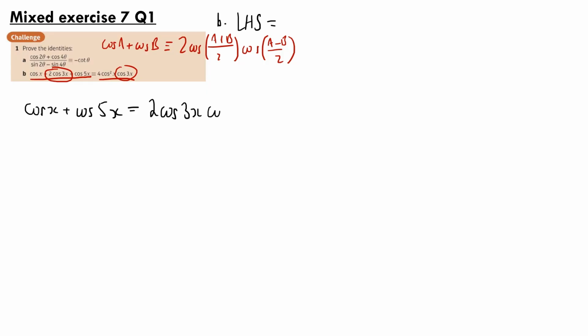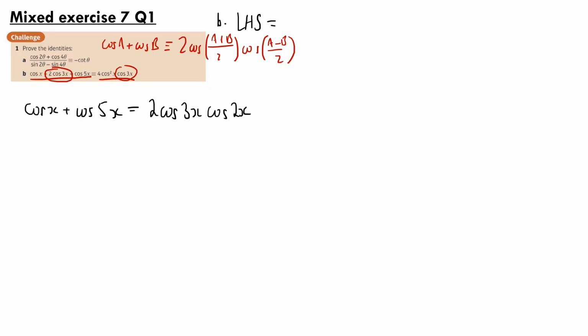Now, it doesn't really matter the order of A and B, because we can swap them around, because it's just adding cos of x and cos of 5x. We could have said it was cos of 5x plus cos of x. So we could say cos of, so x, take away 5x is minus 4x, divide that by 2 gives us minus 2x. But because cos is an even function, we can ignore the minus essentially. So that's the same as 2 cos of 3x times cos of 2x.